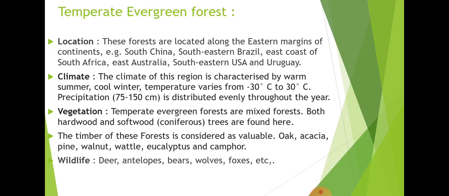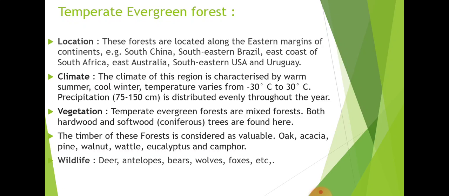This region faces climatic conditions like warm summer and cool winter, and the average temperature varies from 30 degrees Celsius to 30 degrees Celsius. The winter is very cool and the summer is warm. The precipitation, the rainfall here, is about 75 to 150 centimeters and is distributed evenly throughout the year. Basically this rainfall is distributed evenly, meaning the whole year gets some amount of rainfall.